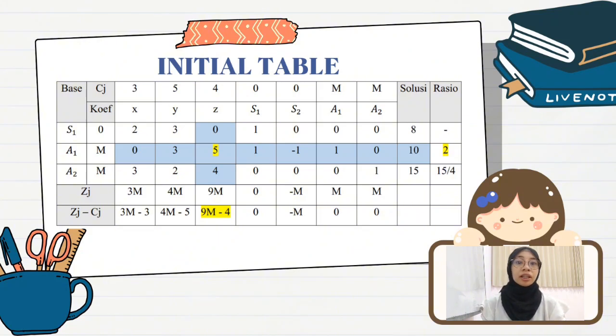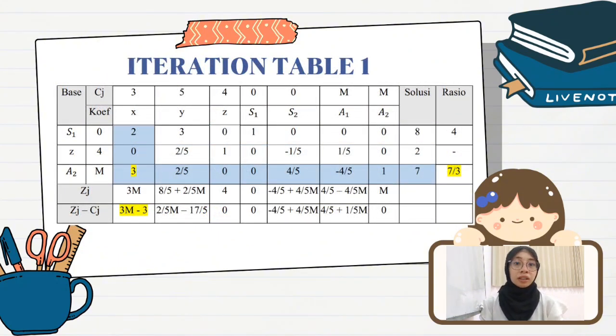So, after writing the initial table, we can determine the key column by looking at the minimization case where all Zj minus Cj must be less than or equal to 0. If there is a positive, then that is the key column. Then, to find the key row, select the row with the smallest positive ratio. From here, we begin the first iteration, working step by step to move toward an optimal solution by updating the basis variable.